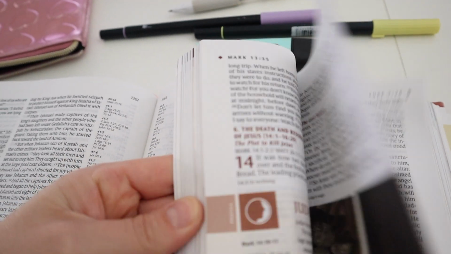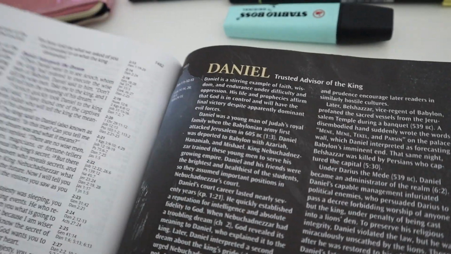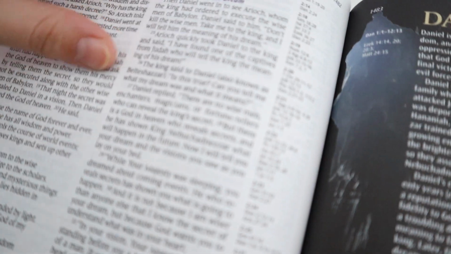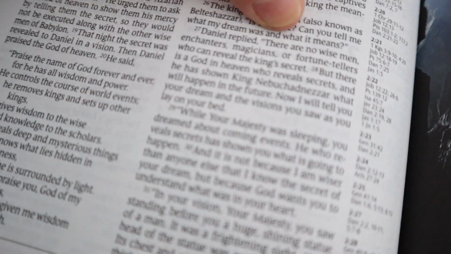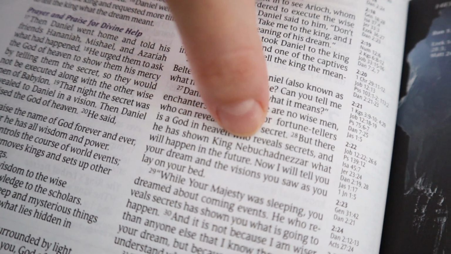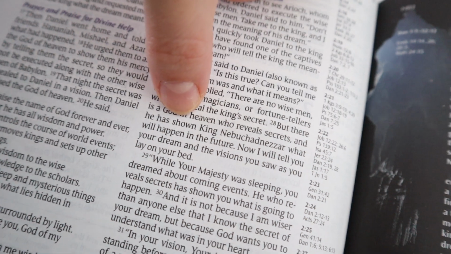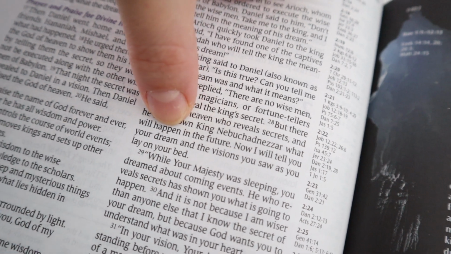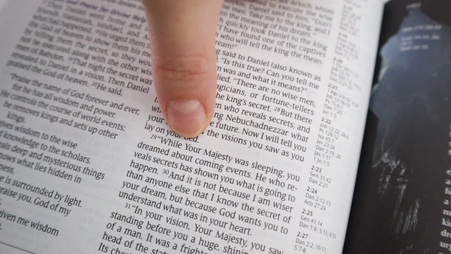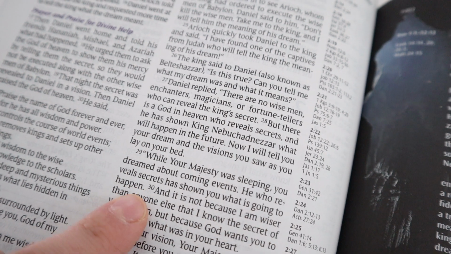So if we just hop on back to Daniel, verses 28 and 29, it says, but there is a God in heaven who reveals secrets, and he has shown King Nebuchadnezzar what will happen in the future. Now I will tell you your dream and the visions you saw as you lay on your bed. While your majesty was sleeping, you dreamed about coming events. He who reveals secrets has shown you what is going to happen.